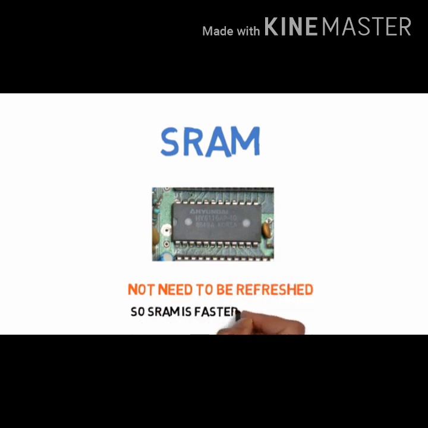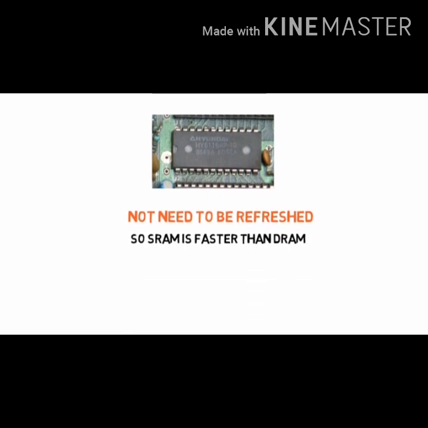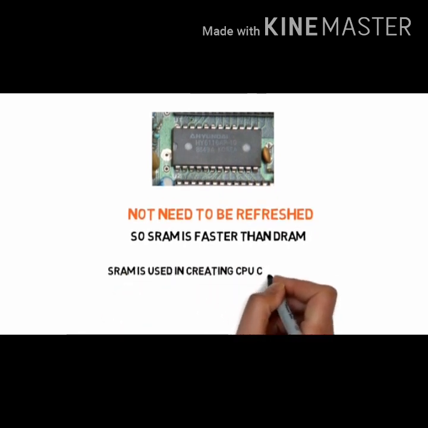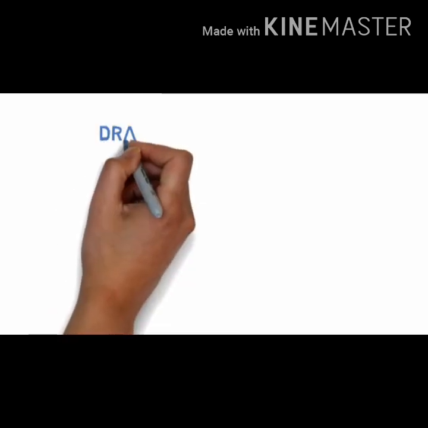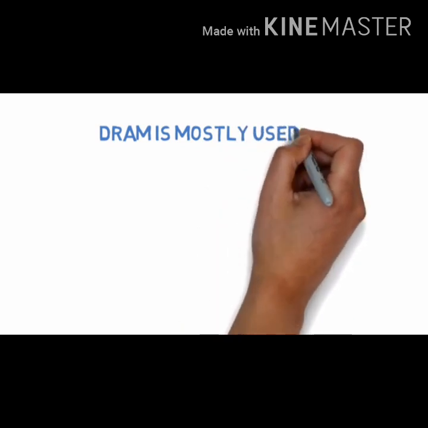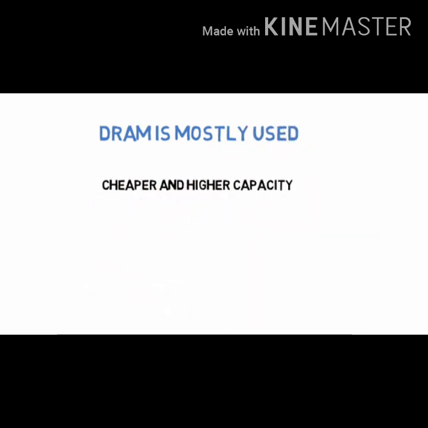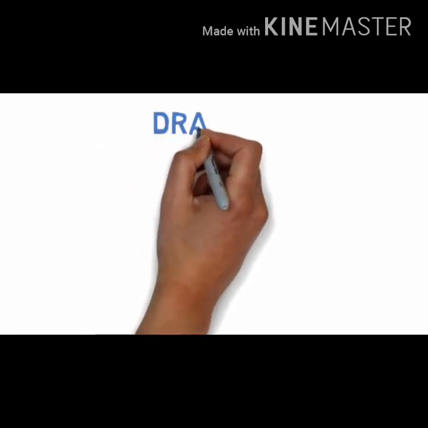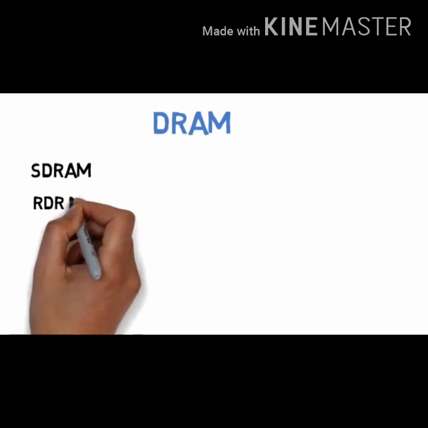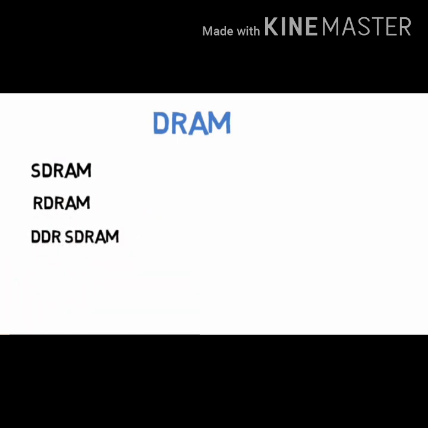This makes SRAM significantly faster than DRAM. Therefore, static RAM is used to create CPU cache memory, while dynamic RAM forms the largest system RAM space. So dynamic RAM is mostly used as primary memory because it's cheaper and has higher capacity than SRAM. But this doesn't end here. DRAM also has different types like SDRAM, RDRAM, DDR-SDRAM, etc.